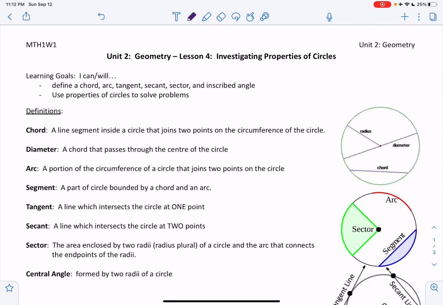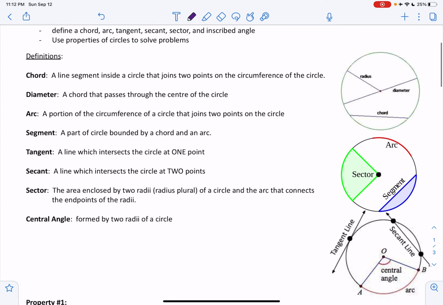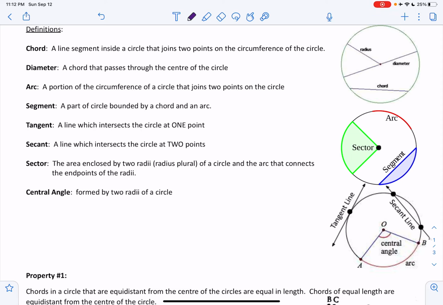For this lesson, we're going to be looking at some properties of circles. So to start, we'll talk about a few definitions. First is a chord.